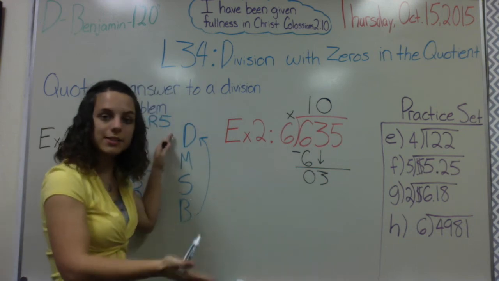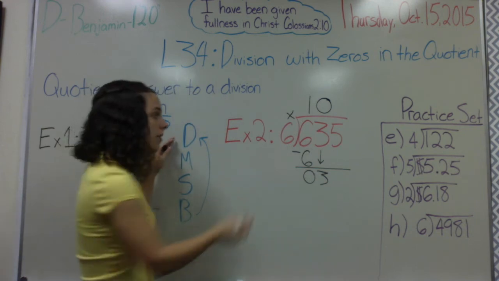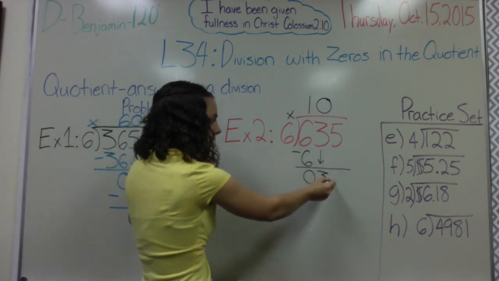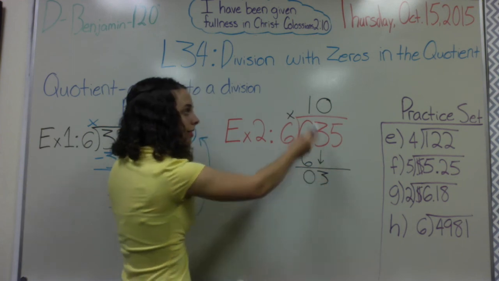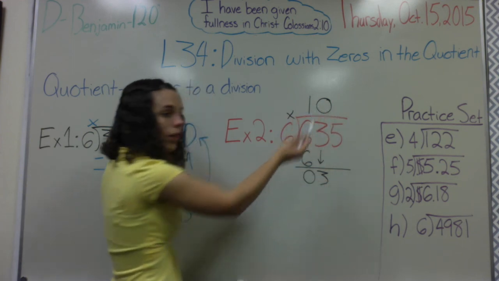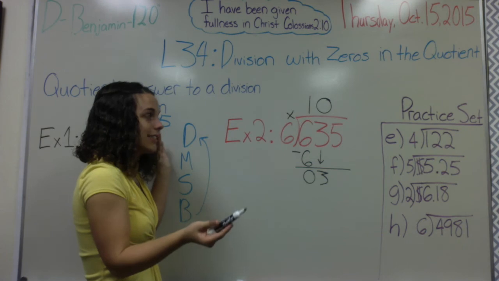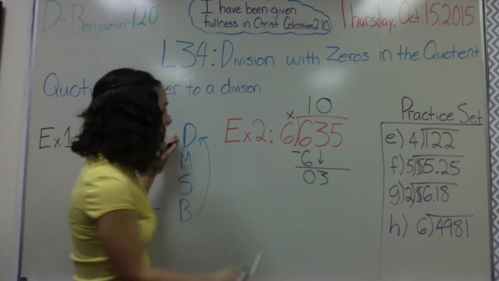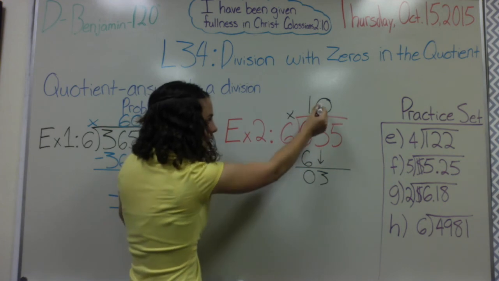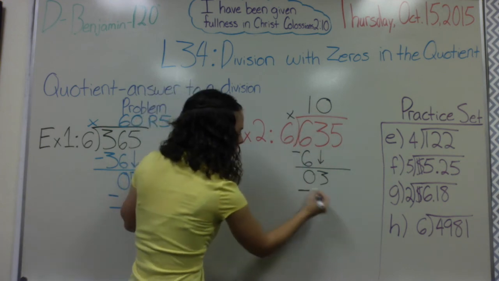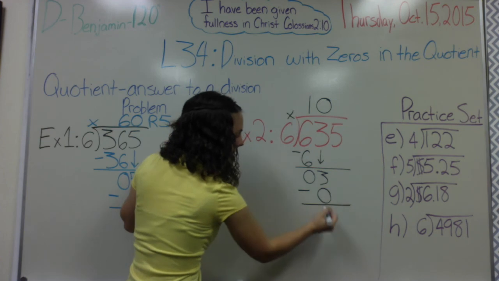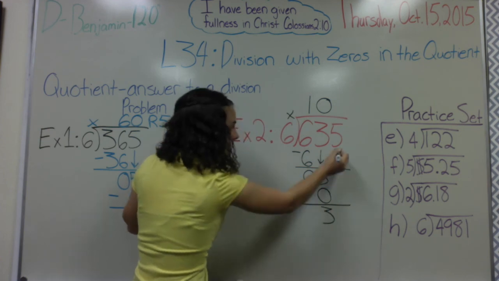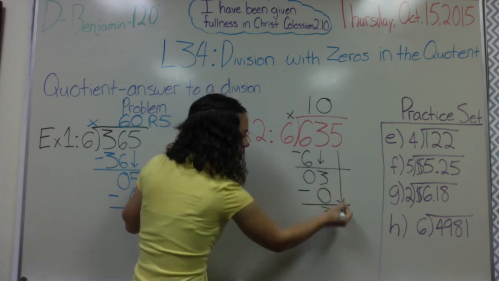This is why it's very important to remember. If I were to say, well, 6 can't go into 3, so I'm going to bring down the 5 now, then I might just be skipping my whole answer, and it changes the value completely, and you'd get it very wrong. So 6 goes into 3 0 times, 6 times 0 is 0, minus 0. 3 minus 0 is 3. Then I can bring down my 5.